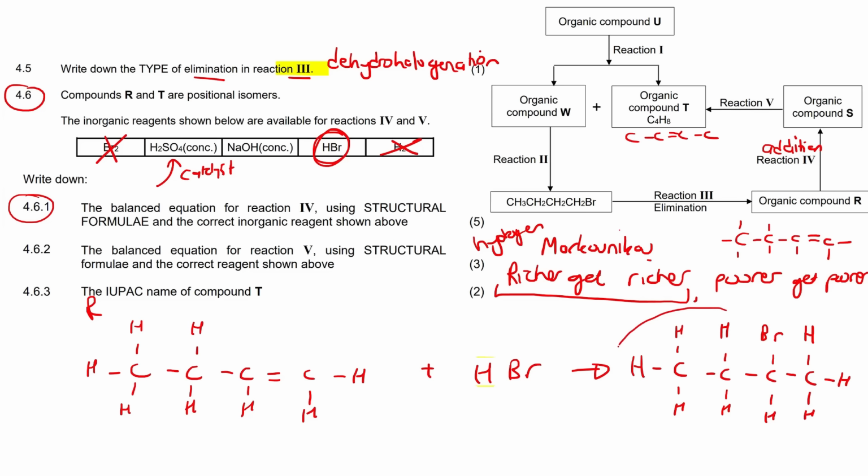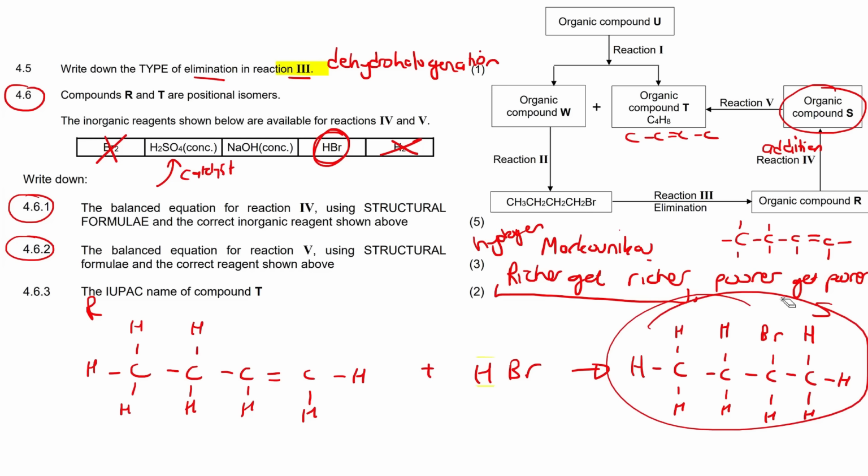Just remember that when we move to the next part of the questions, this is compound S. Okay, so that's this one over here. Okay, so now we can move on to this one. It says, what is the balanced equation for reaction number 5 using structural formula and the correct reagent shown above? Okay, so at organic compound S, we've got this one over here.